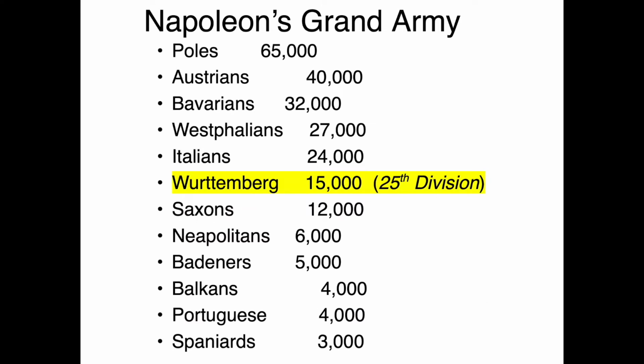Now, Faber de Faur. People think that the invasion was the French army. That's not really true at all. At least half of the troops going in were foreign-based troops. And this just gives you an illustration of the number of different nationalities that participated in this invasion. I've highlighted in yellow the division of Faber de Faur, and you'll see that they had 15,000 troops in that particular division that went into Russia.